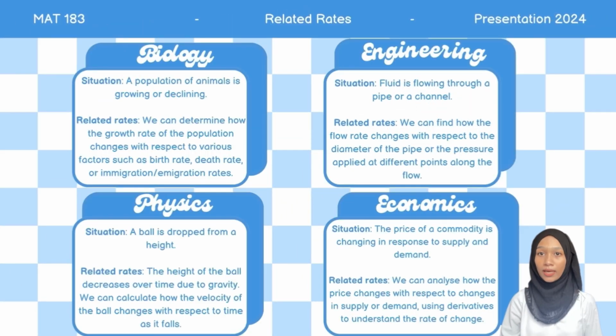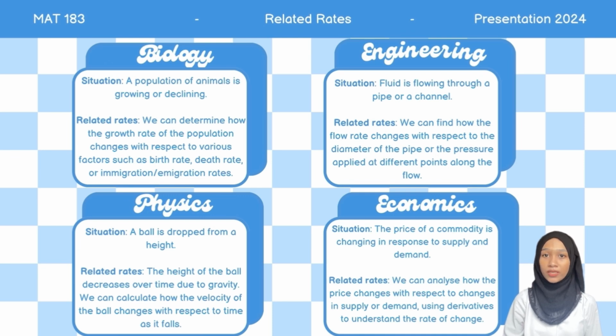Let's take a look at another field. First, biology field. The situation is a population of animals is growing or declining. With related rates, we can determine how the growth rate of the population changes with respect to various factors, such as birth rate, death rate, or immigration. Second, engineering field. The situation is some fluid is flowing through a pipe or a channel. Related rates can help us to find how the flow rate changes with respect to the diameter of the pipe or the pressure applied at different points along the flow.